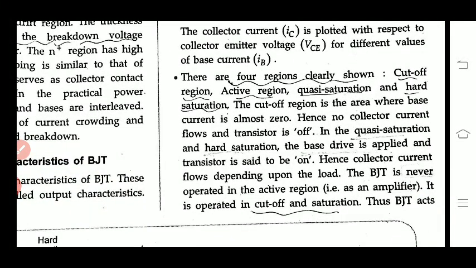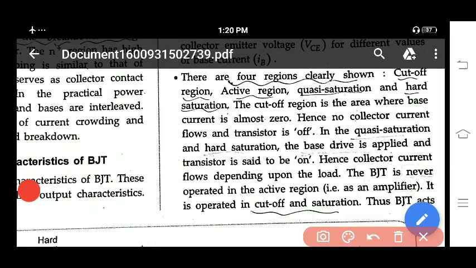Here in this graph, the things we have observed are listed here. It has 4 regions. It clearly represents that it has cutoff region, active region, quasi saturation, and hard saturation. Cutoff region is the area where current is almost zero. Obviously we have seen that you will get some negligible current. IC current will be zero, hence no collector current flows and the transistor will be in off state. In quasi saturation and hard saturation we have seen that when base drive is applied, the transistor is on.